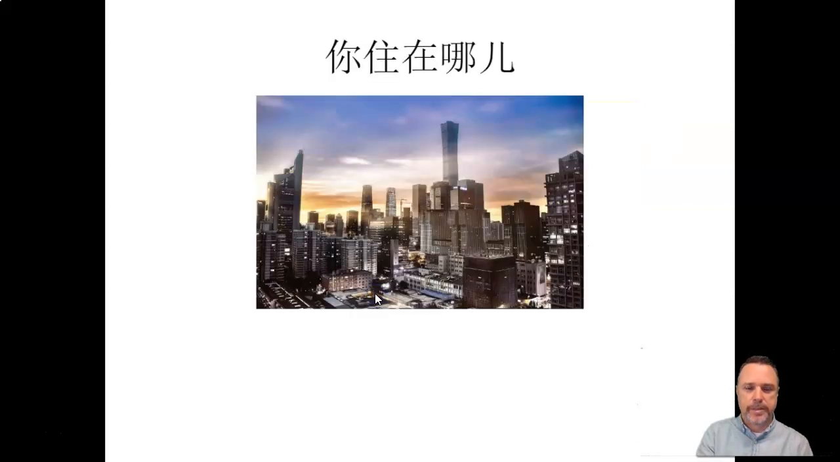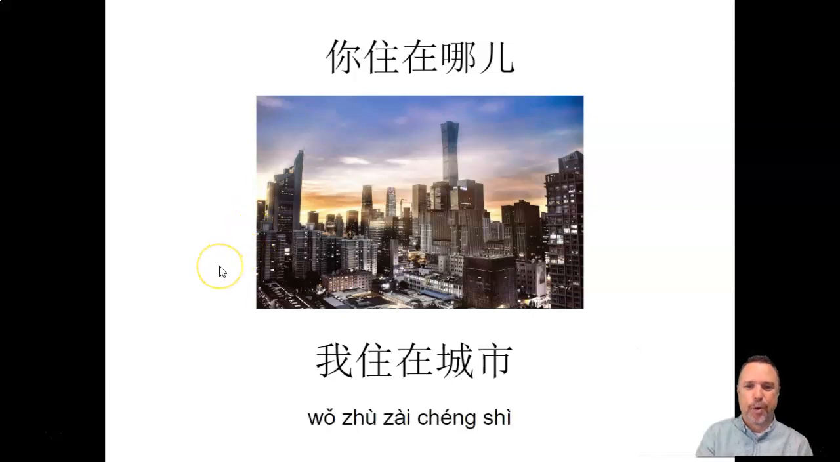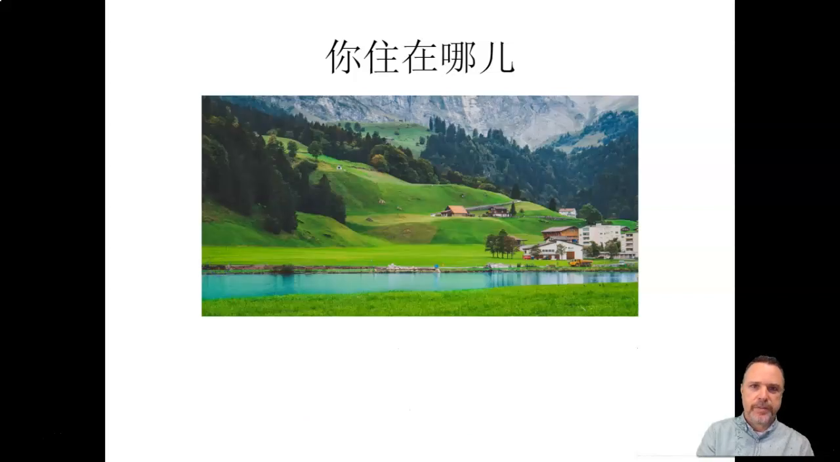Let's have a look at some examples. So in our first example, here's our question. Yeah, 你住在哪儿? And this is a picture of the city. Hopefully you remember how to say city in Chinese. Here's how I'd answer this in the characters. And the pinyin, in case you've forgotten, that just says 我住在城市. I live in the city. Yeah, 我住在城市.